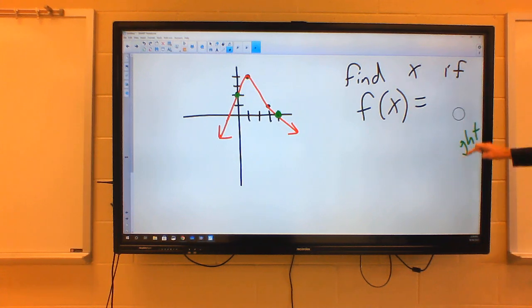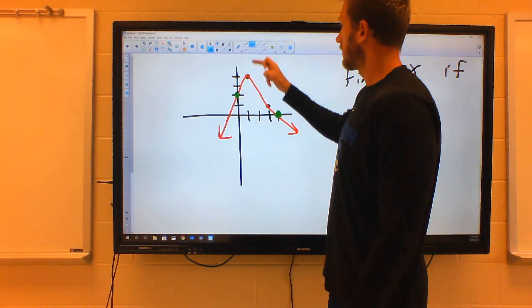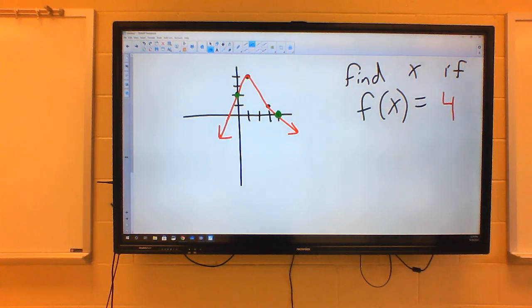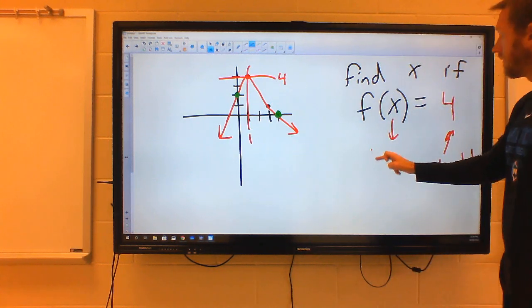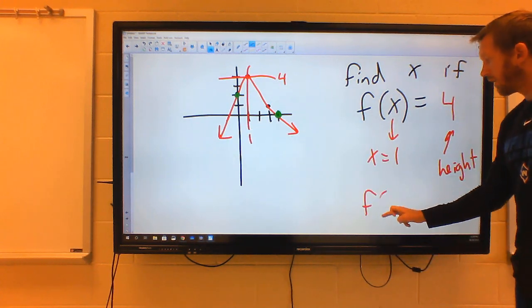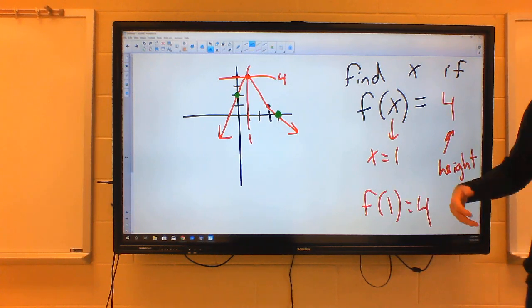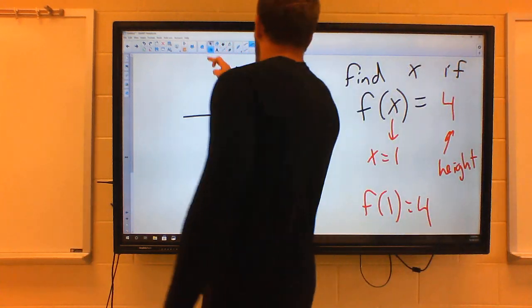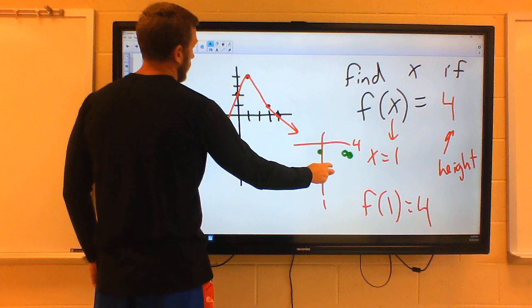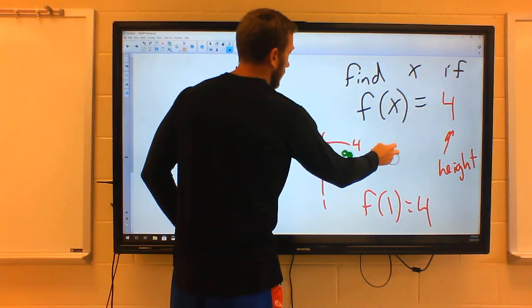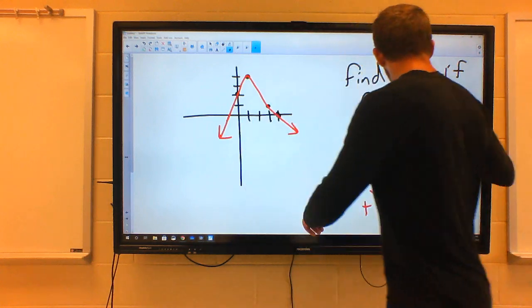Let's try another one like that. Find x if f of x equals 4. Well, this is our height. We're looking for the x that gives us that height of 4. Here's the height of 4. Here's the x value of 1. So our function notation answer, f of 1 equals 4. Okay. I know I'm cluttering this up a lot, but you can always go back and rewatch it. And when you rewatch it, I think that'll make things a lot cleaner and easier.